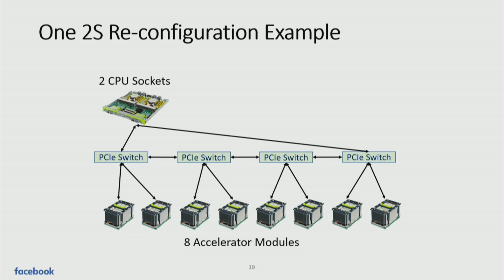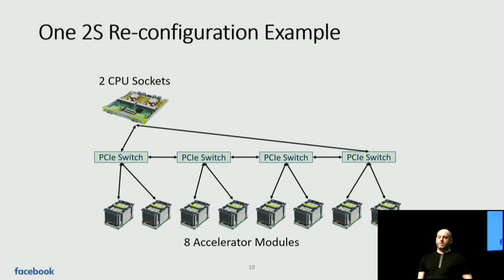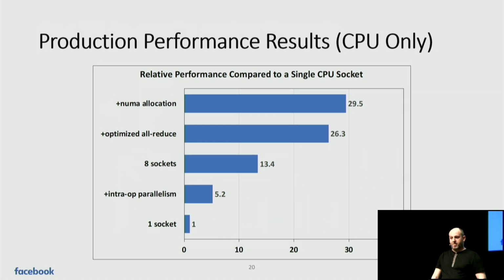For example, we can disable all other modules and have just 2 CPU sockets connected to the 8 accelerators through PCIe switches. And because of the connectivity between PCIe switches, those 2 CPU sockets will be able to access all of those 8 accelerators. So that gives us additional flexibility to be able to reconfigure the system in different ways.